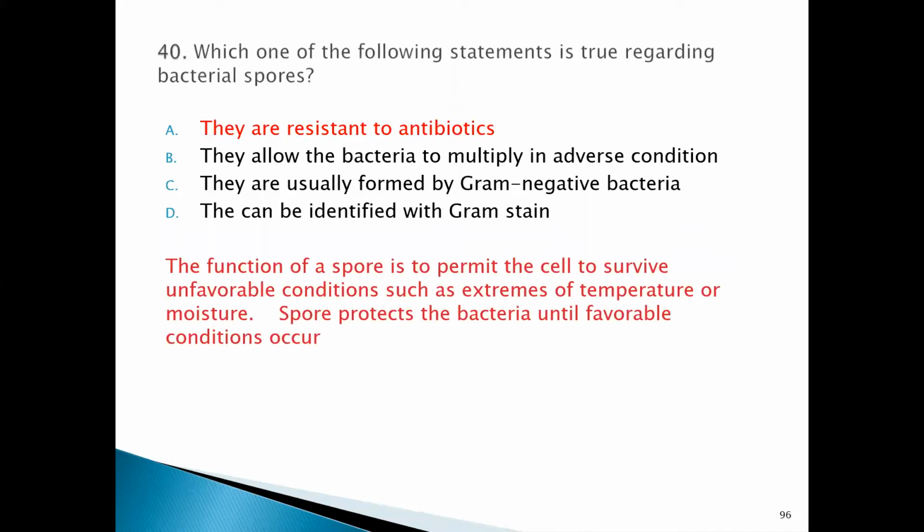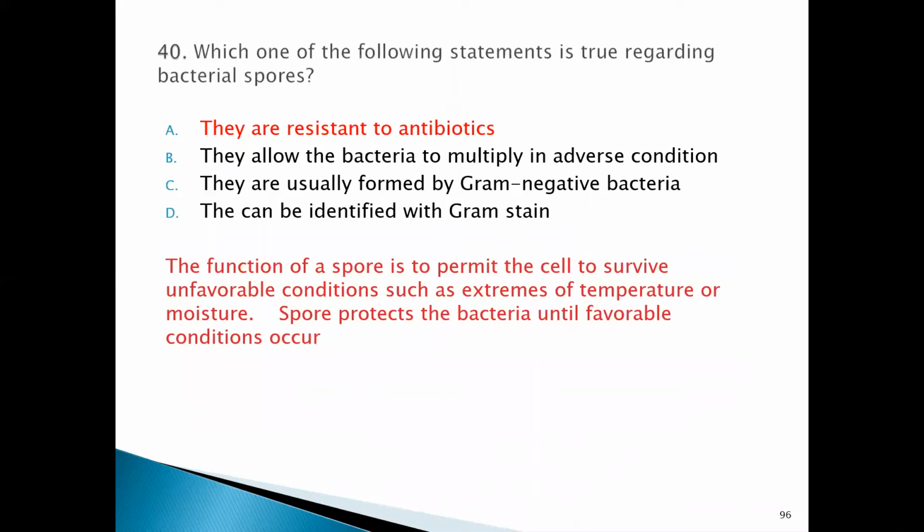Okay, the answer to this question is A, they are resistant to antibiotics. So bacterial spores are resistant to antibiotics. The function of a spore is to permit the cell to survive unfavorable conditions such as extremes of temperature or moisture. So they're in the environment. Spore protects the bacteria until favorable conditions occur. So we know that Clostridium difficile is a spore-forming bacteria, and that can be in the environment. It's difficult to eliminate from the environment.